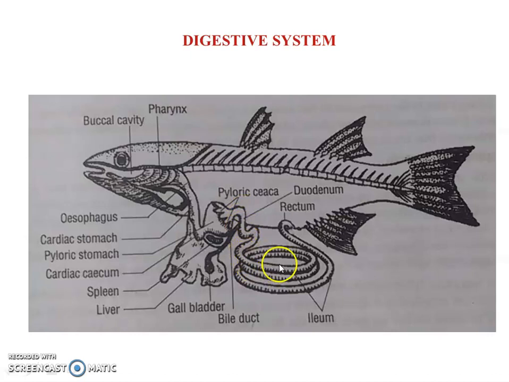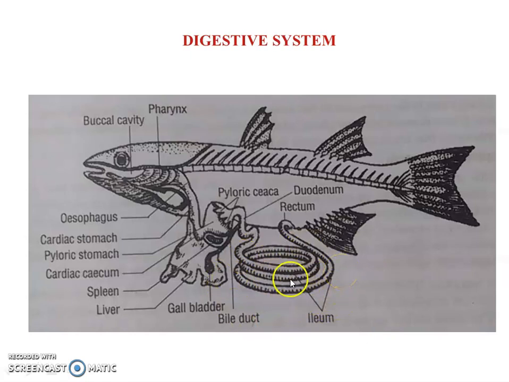Now coming to the ileum, the ileum is a long and highly coiled part of the intestine. Usually, when we see sharks or the cartilaginous fishes, in the ileum part they have a structure referred to as the spiral valve, or scroll valve. This spiral valve is unique to cartilaginous fishes and is completely absent in the bony fishes. So here also you can't see any spiral valve. The intestinal lumen is continuous and tubular.